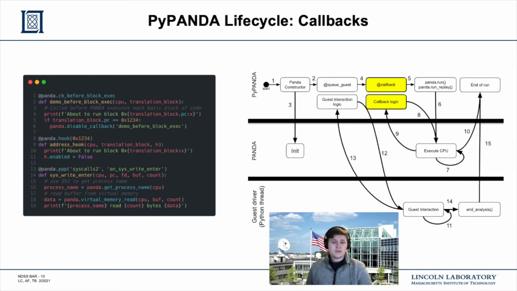This callback executes each time Panda executes a basic block. In this function, we wait until we get to address hex 1234, print a message, and then disable our callback. Our next two examples are plugin to plugin callbacks.